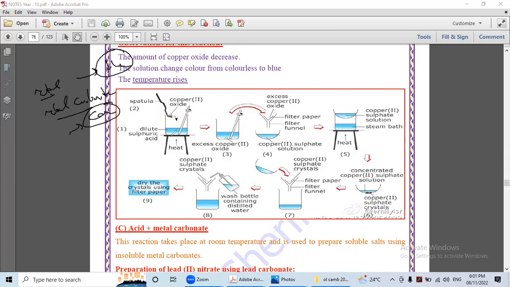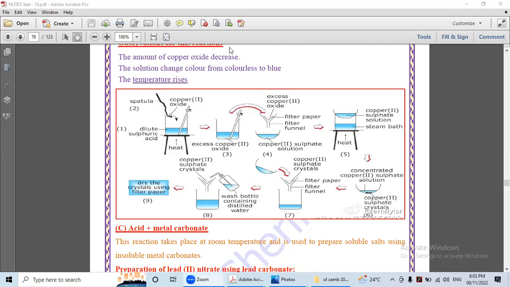Two reasons. The first one, no need to warm the mixture. The reaction is exothermic. And number two, the reaction stops when the gas stops. Here we are adding in excess to make sure that all the acid reacted, but in case of a gas, the reaction stops when the gas stops. This is number one. Number two, titration.